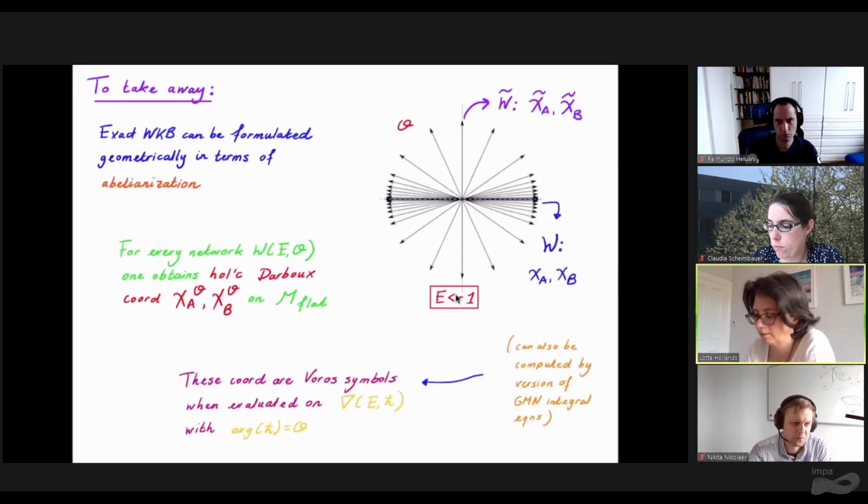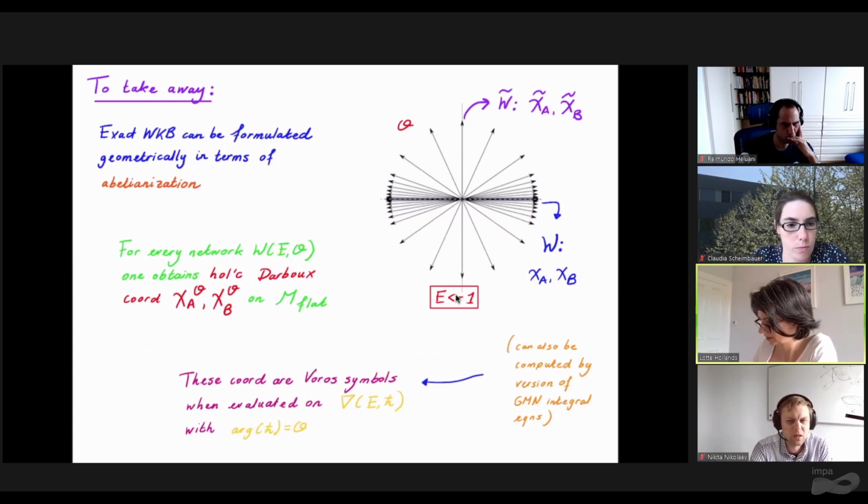Right, so to take away, exact WKB can be formulated geometrically in terms of abelianization. So for every spectral network, one obtains holomorphic Darboux coordinates on this moduli space of flat connections. And these coordinates will be the more well-known Voros symbols when you evaluate them on these oper connections, or on differential operators with the correct phase.